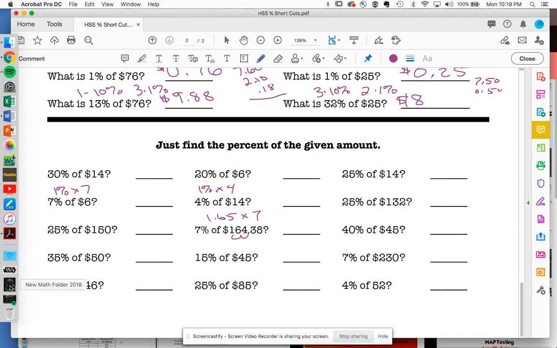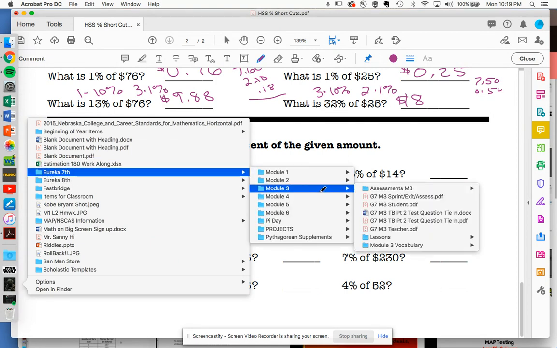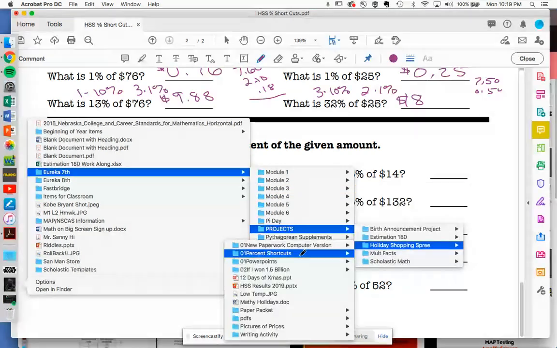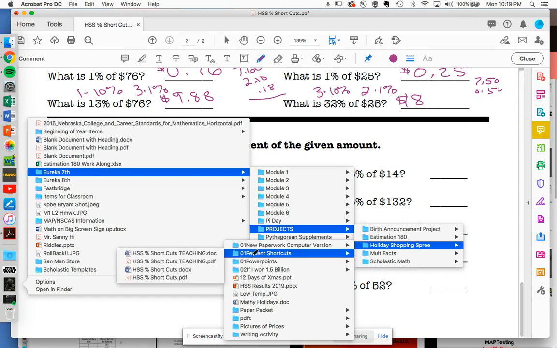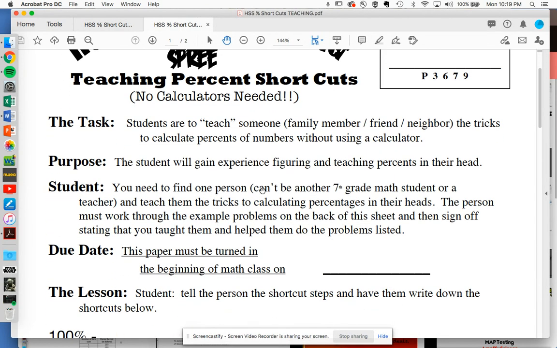This document is going to look like, let me find it here. We go here, we go projects, we go holiday shopping spree, percent shortcuts. This is the one that you will get a copy of. We will hand these out to you, but this is what it looks like, okay? You're going to have somebody else fill this out. This is going to be due at the beginning of math class on Monday, December 14th, 2020. If it's a different year, I'll tell you a different date.